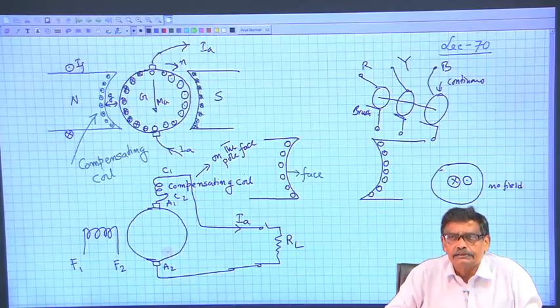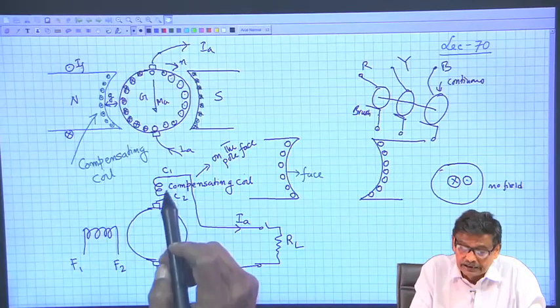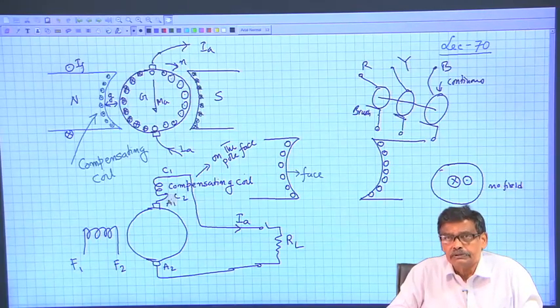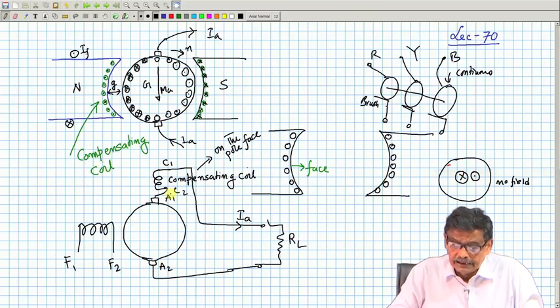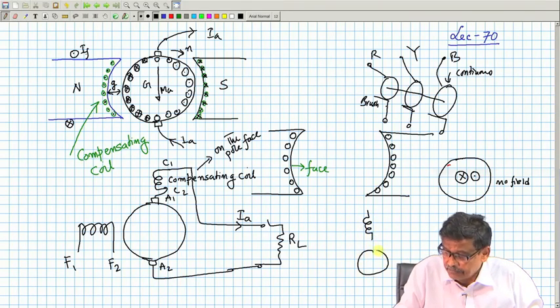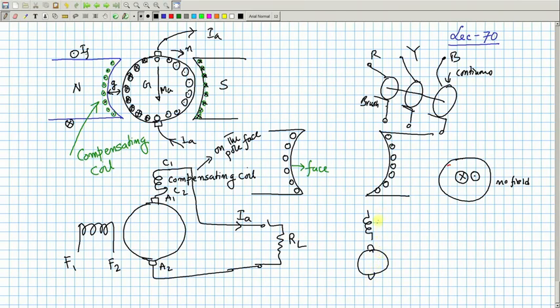Another practical thing is, you should be very careful when compensating coil is there, you have to connect correctly. What I mean to say is that I could also connect the compensating coil like this, this is the armature for the same machine. Somebody, this is C1, somebody connects like this and C2 he takes, and this is the field coils.